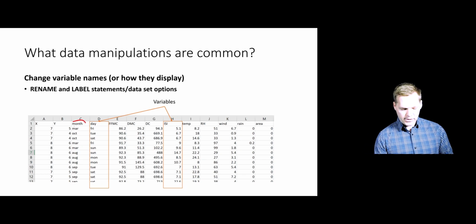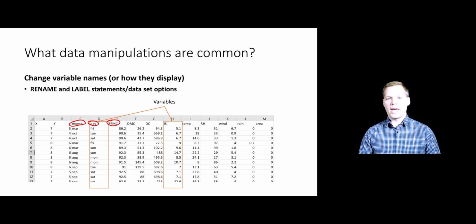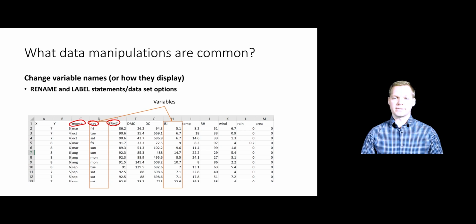So again, each one of these columns has a variable name associated with it. And what we might want to do is just change the actual name of that variable, or just change the way that it displays whenever we say print out the data set or do some analysis. That's what we're going to cover in this video.